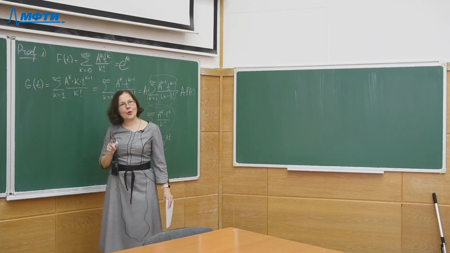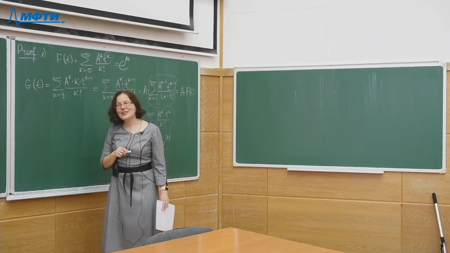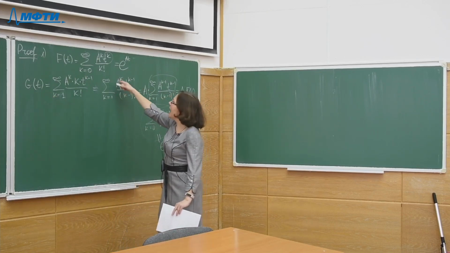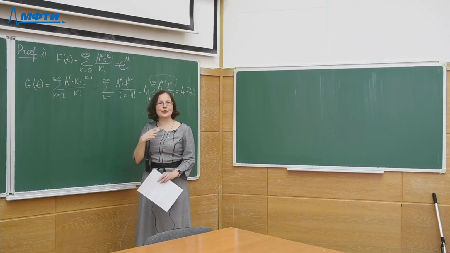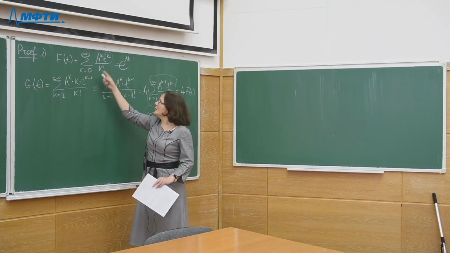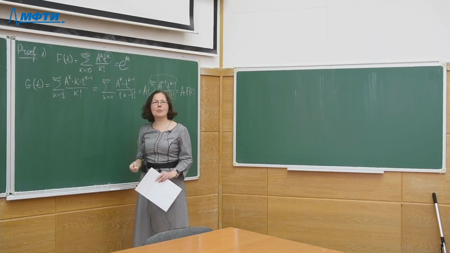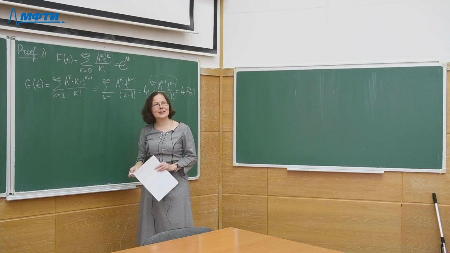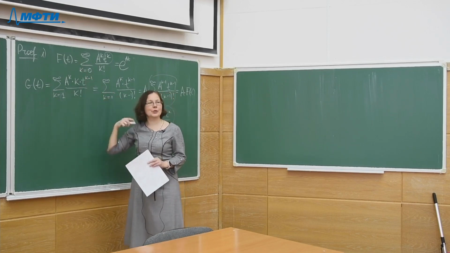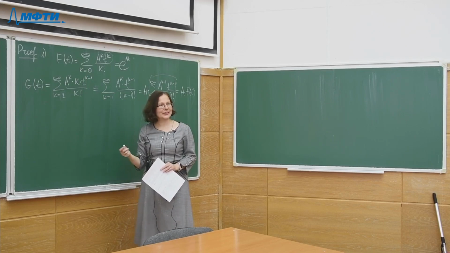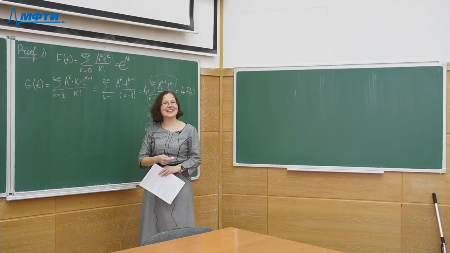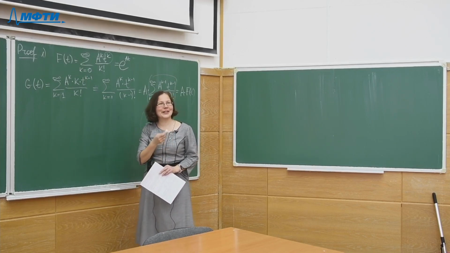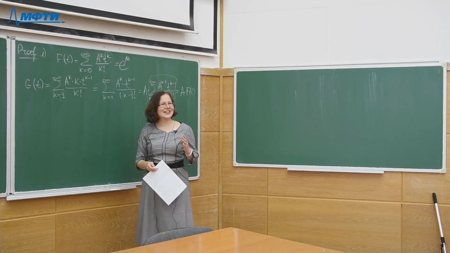So g of t is equal to, I differentiate each term, term by term, right? Each term separately, and find the sum of their derivatives. Is it the same as f prime of t or not? It seems that this is true, and what are your opinions? So, is it true?